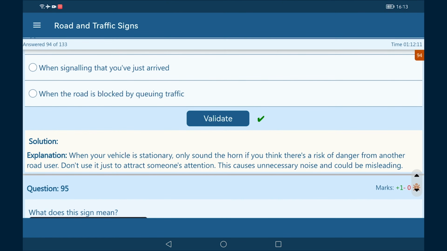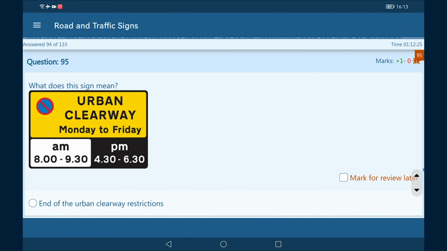Explanation. When your vehicle is stationary, only sound the horn if you think there's a risk of danger from another road user. Don't use it just to attract someone's attention. This causes unnecessary noise and could be misleading. Question 95. What does this sign mean?